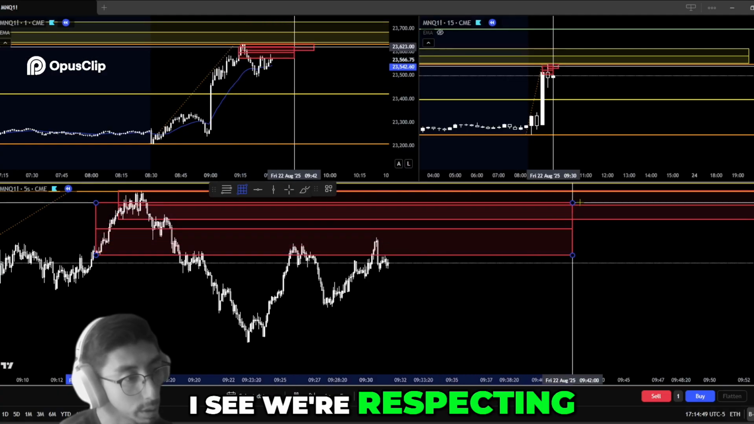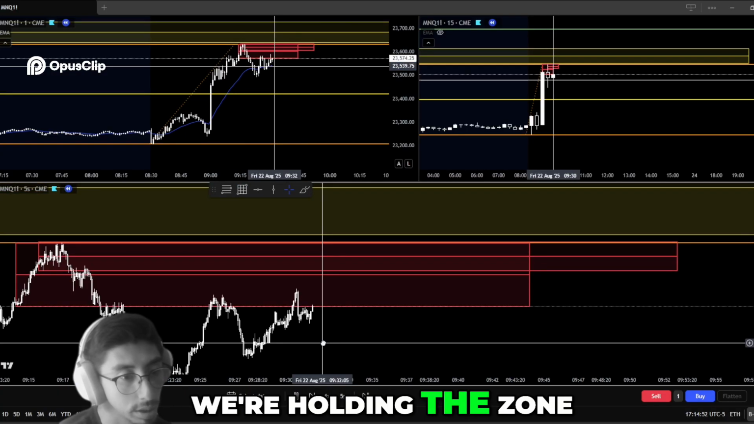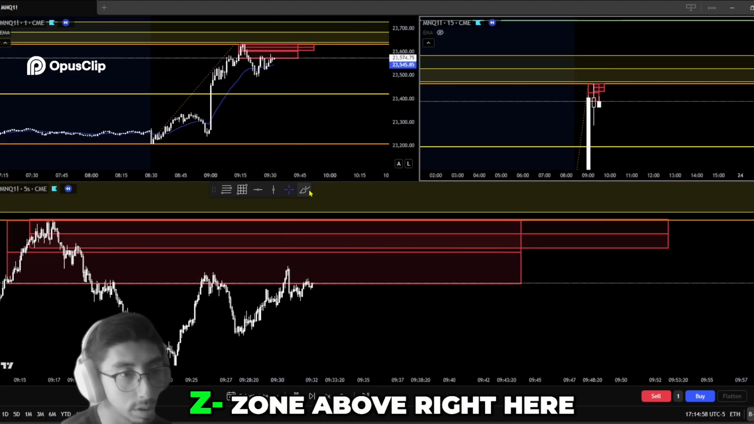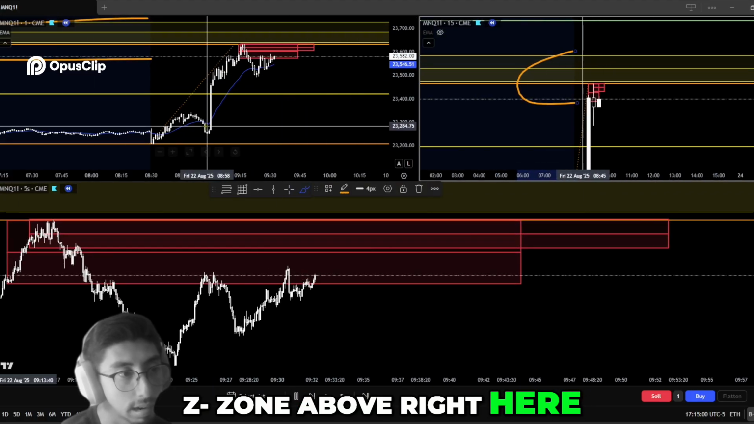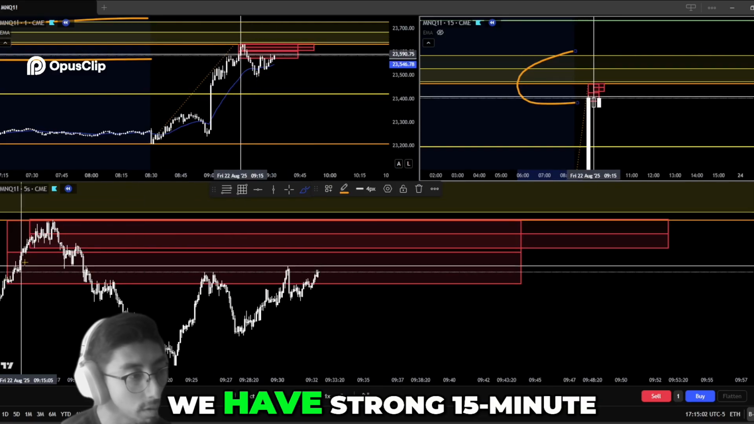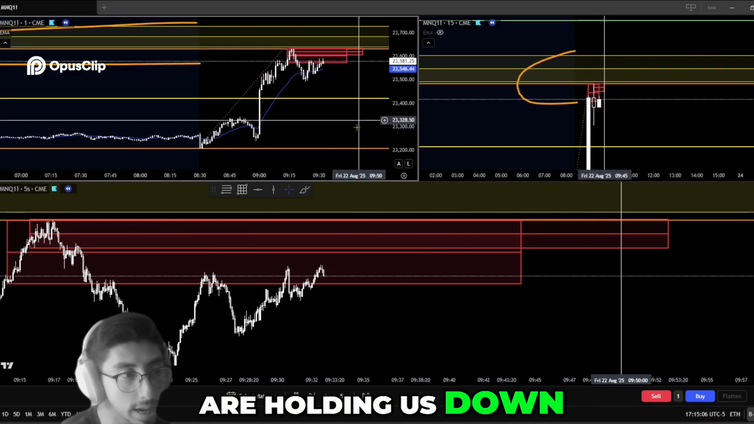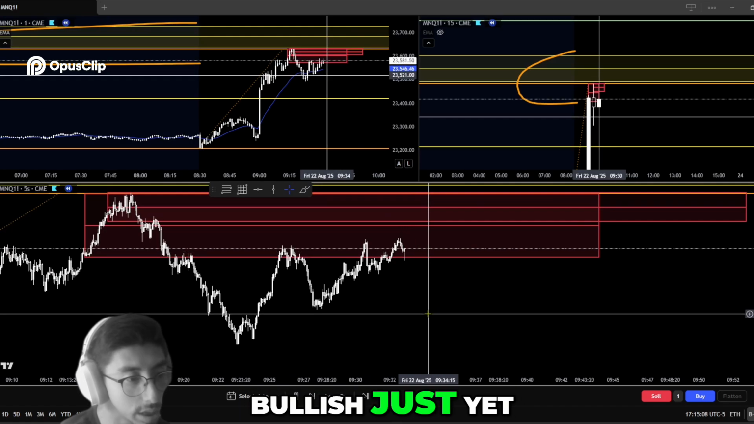Let me see. I see we're respecting this zone right here. We're holding the zone real strong. See in the 15 minute, we have a 15-minute zone above right here. We're respecting it. We have strong 15-minute zones and initial balance. A lot of things are holding us down, so I'm not very bullish just yet.